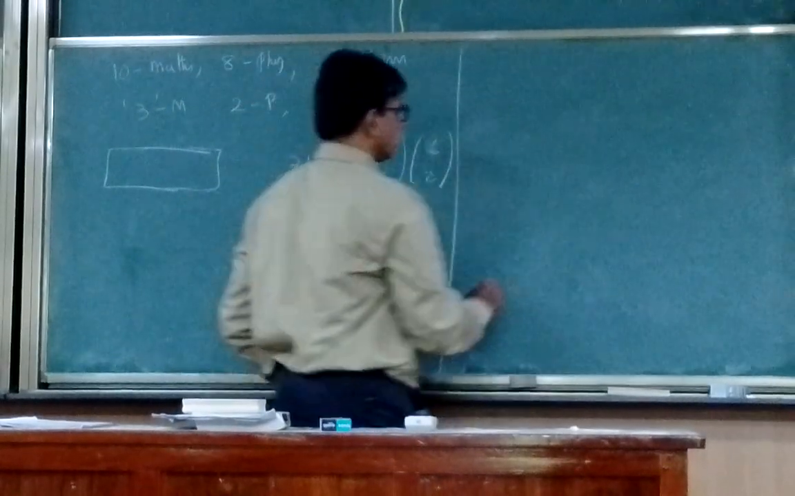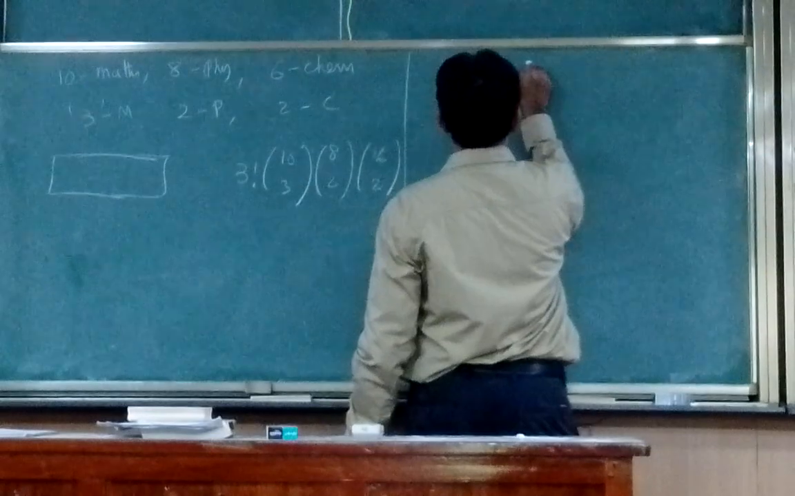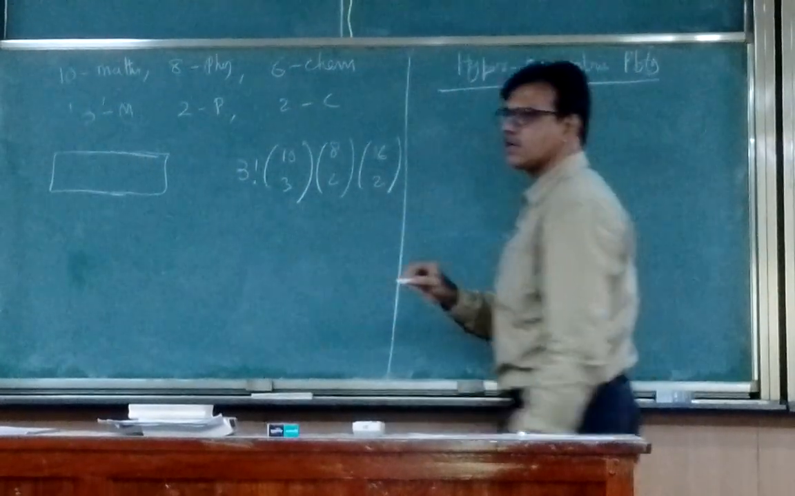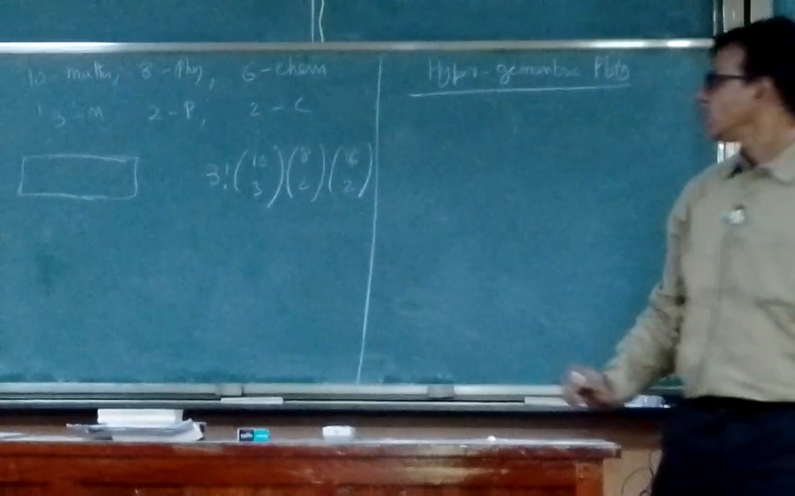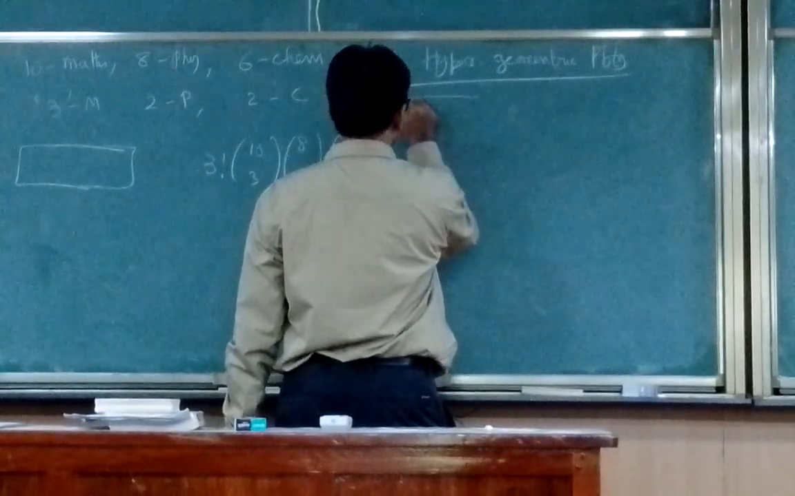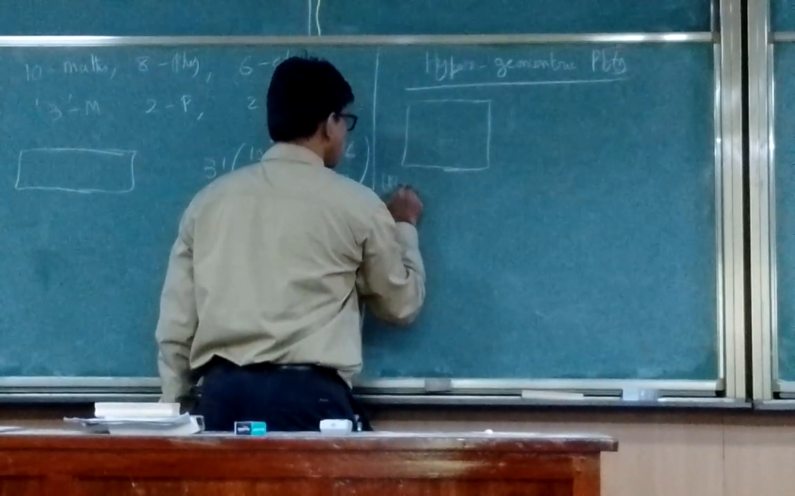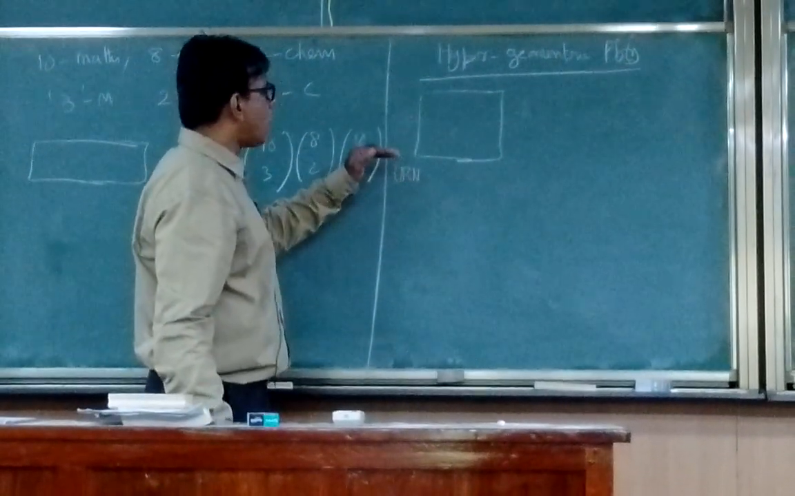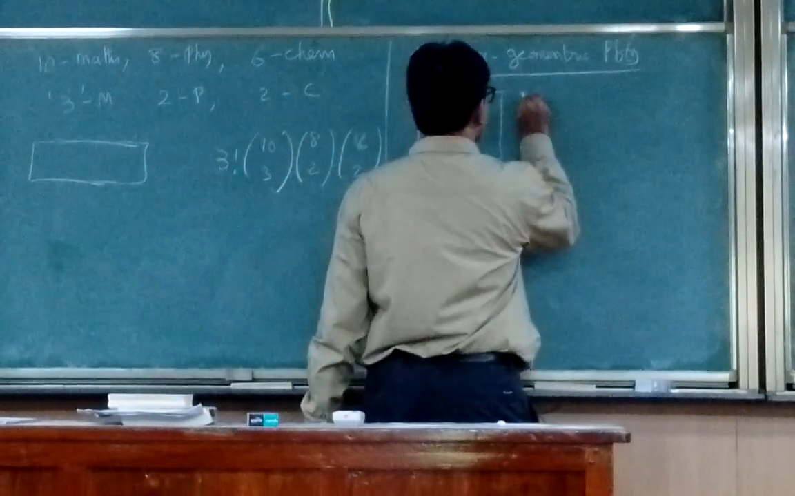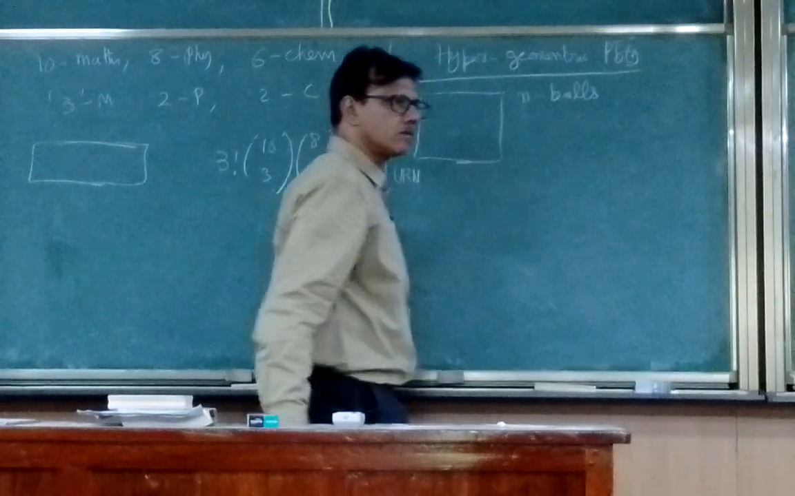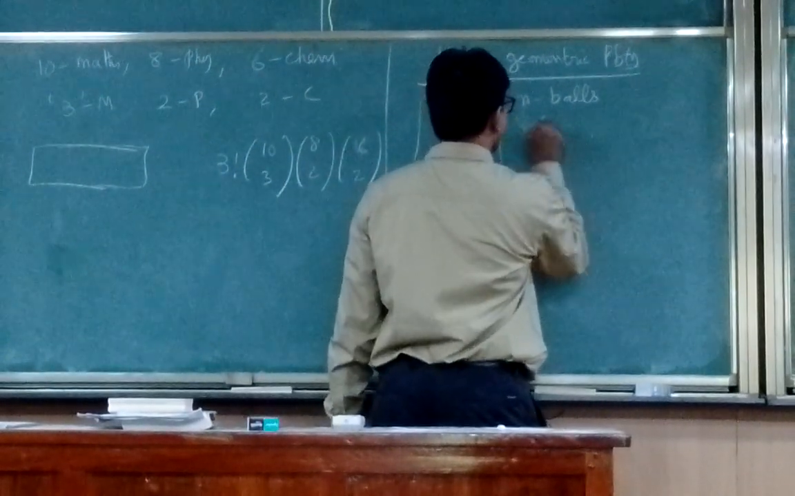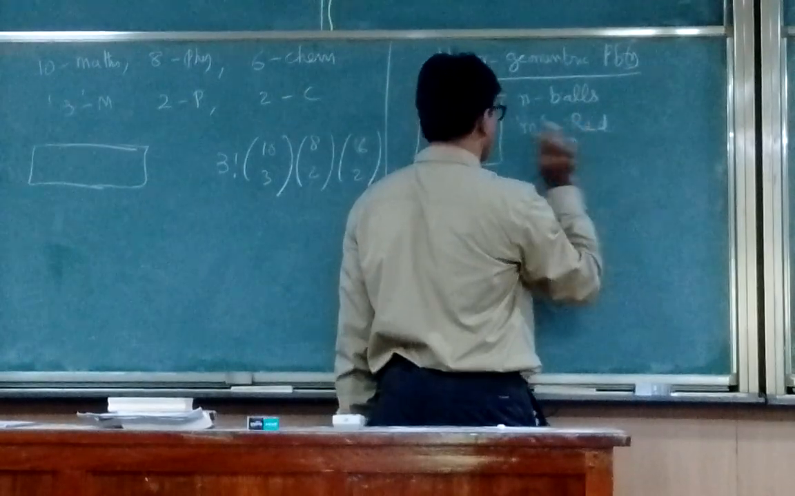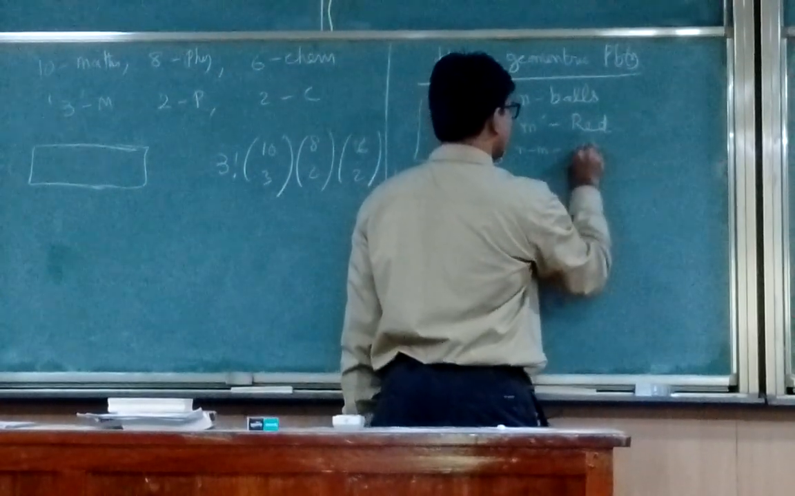Now let us look at one more thing, the hypergeometric problem. Let us say you have a box. We use the word urn; maybe it's an old English word, but classically we still use it. This urn or box has, let us say, n balls, out of which m are red in color, and the remaining are not red but black. So n minus m are black in color.